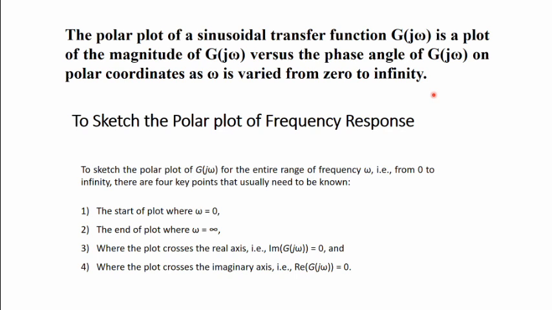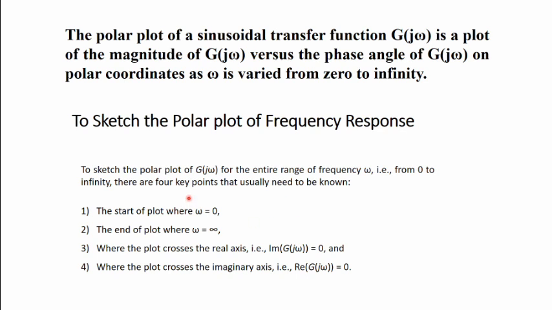The polar plot in turn will be called Nyquist plot after certain transformation from some S domain to another delta domain, and this particular plot will be useful for the stability analysis of the closed loop system. Okay, so first we need to understand how to sketch this polar plot of frequency response.